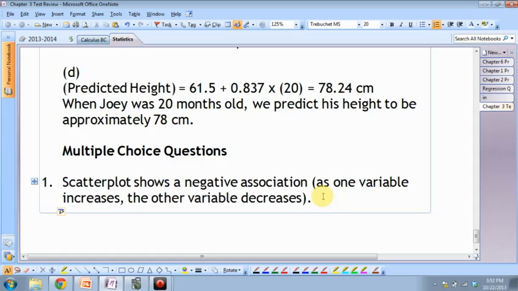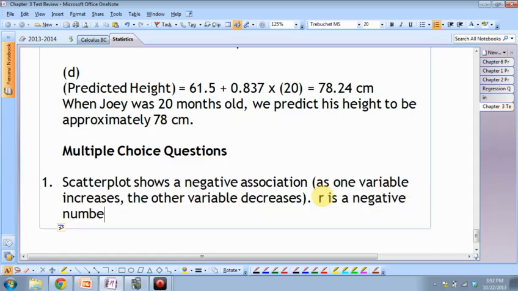So the implication here is R should be negative. The other idea looking at this is this scatterplot's pretty tightly banded. So that means we have a pretty high correlation.